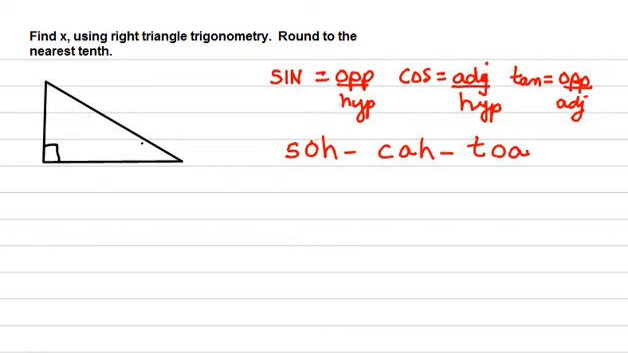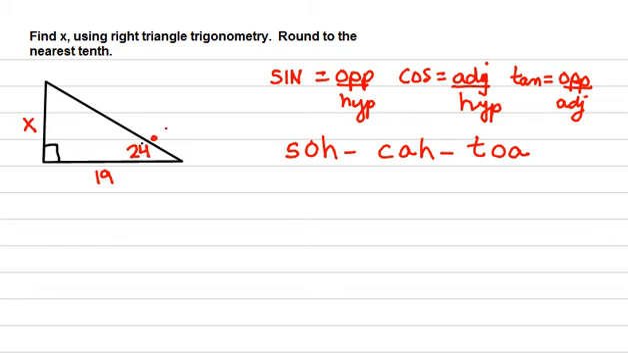Now in this problem we're going to start with a right triangle, and we're going to be finding side x when we have the bottom of the triangle as 19 and we have this angle at the bottom as 24 degrees, and we're going to find x.